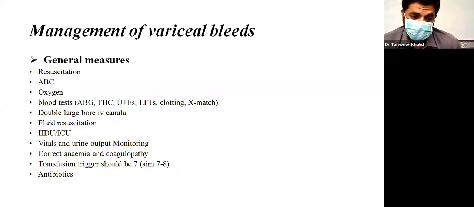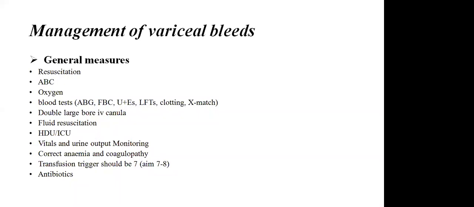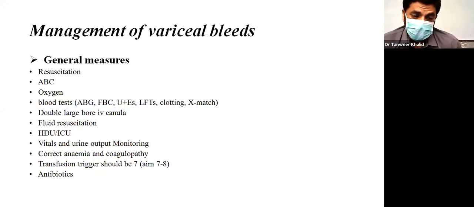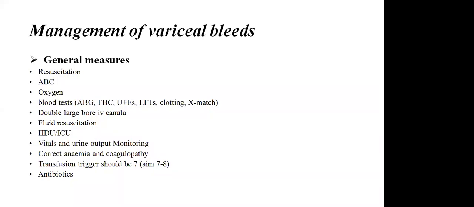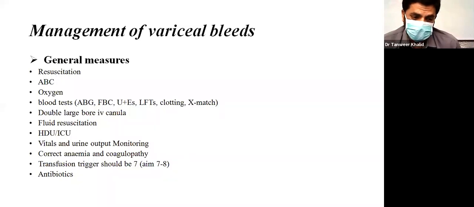Arrange a monitored bed, HDU or ICU, for the patient. Monitor vitals and urine output. In vitals monitoring, we monitor for tachycardia, we monitor blood pressure, and we monitor for postural drop. It gives a clue about the status of the patient and the bleeding. If the patient is tachycardic or hypotensive, or if there is a postural drop, then it means that there is active bleeding and the patient is in an unstable condition. So we need to stabilize the patient first by supportive measures and then proceed to further management.